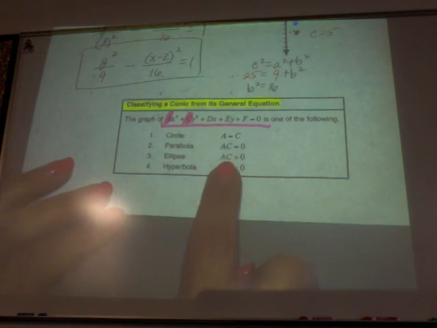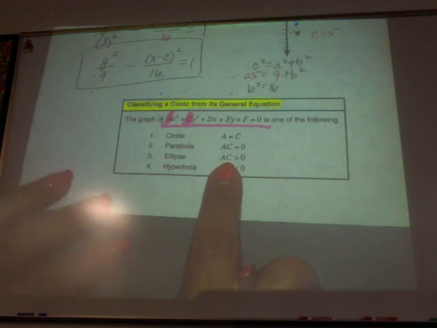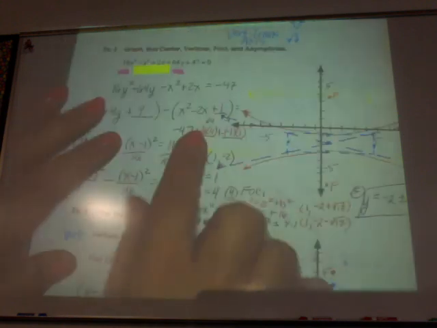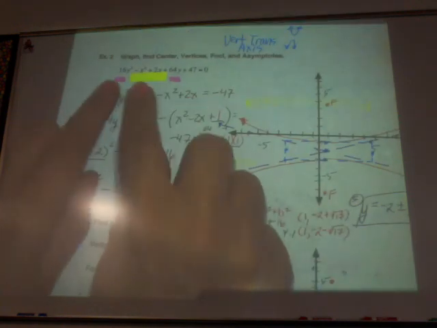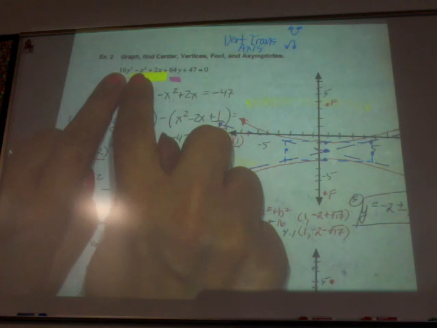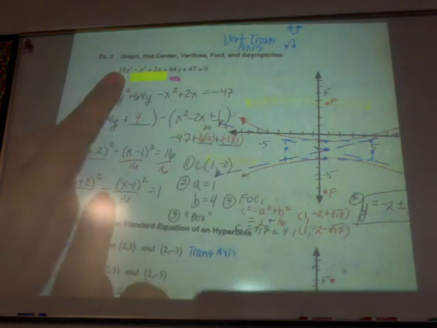In ellipse, A times C is greater than 0. What kind of number is greater than 0? Positive. What kind of sign is in between the two fractions in ellipse? A plus. What kind of a sign is in between the two fractions in a hyperbola? A negative, because look at this one up here. So here's our two squared terms. 16 times negative 1 gives you a negative 16. Didn't we get a negative down here, and isn't this a hyperbola?